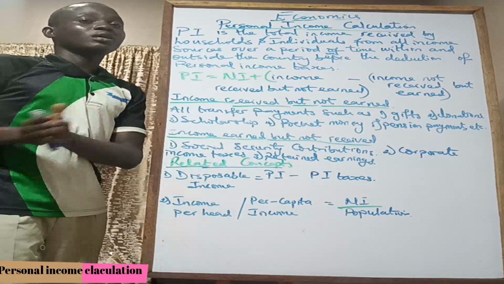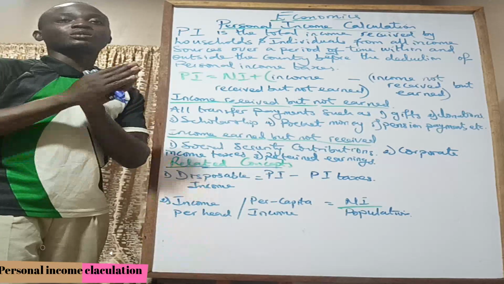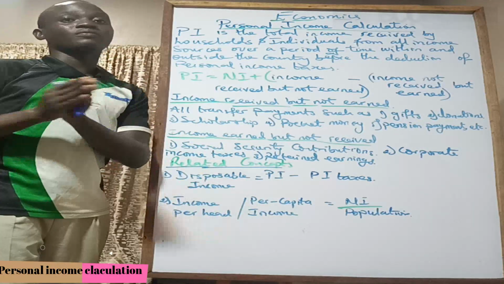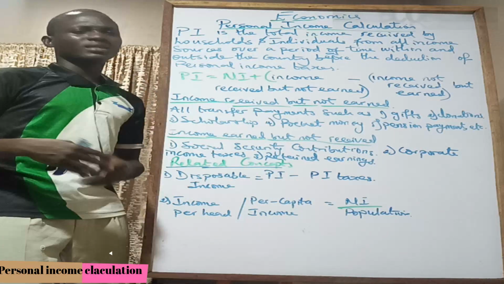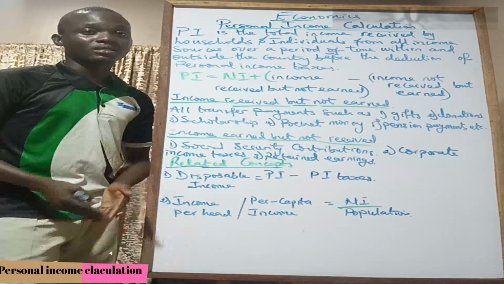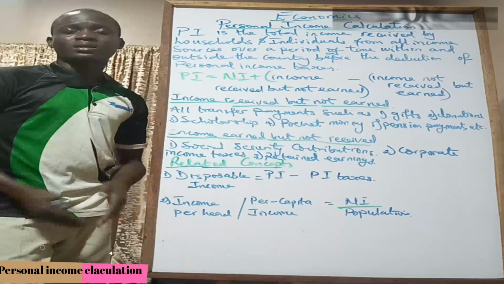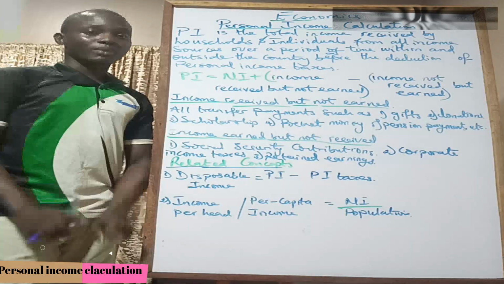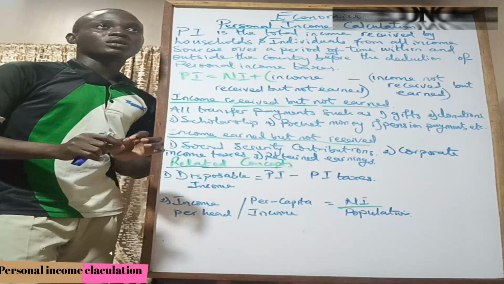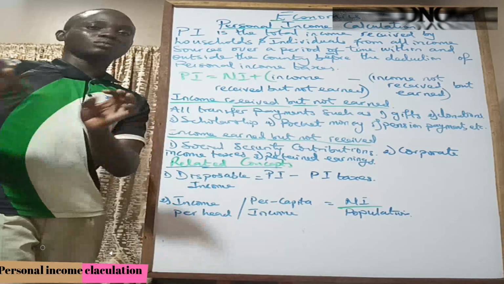So now there are related concepts. One is personal disposable income, which is the income accruing to households in an economy after the deduction of personal income taxes. So don't just say taxes, because there are different types of taxes. Are you talking about corporate profit taxes? Are you talking about taxes on wealth? Are you talking about capital gains tax? Like what tax exactly? So you must be specific enough to mention that it is the personal income left after the deduction of personal income taxes.